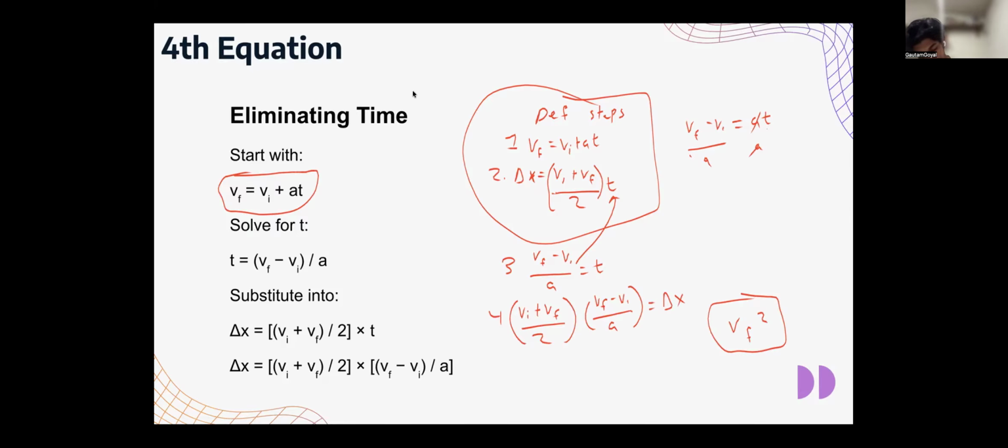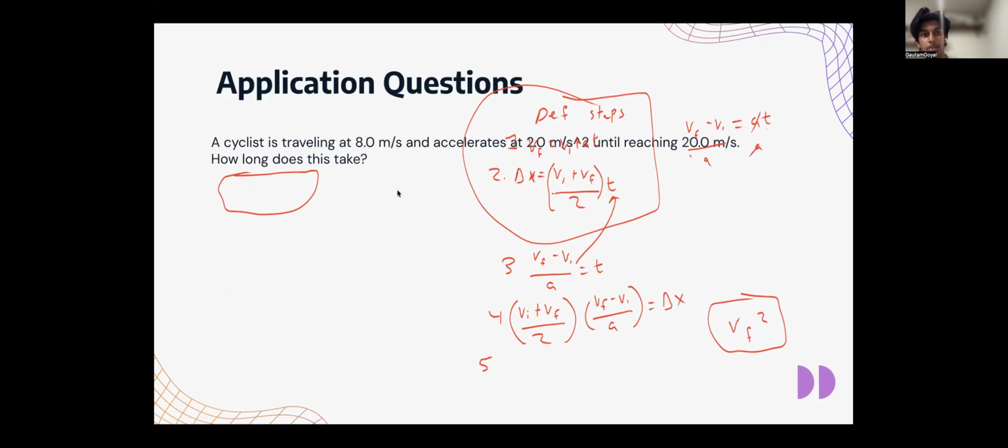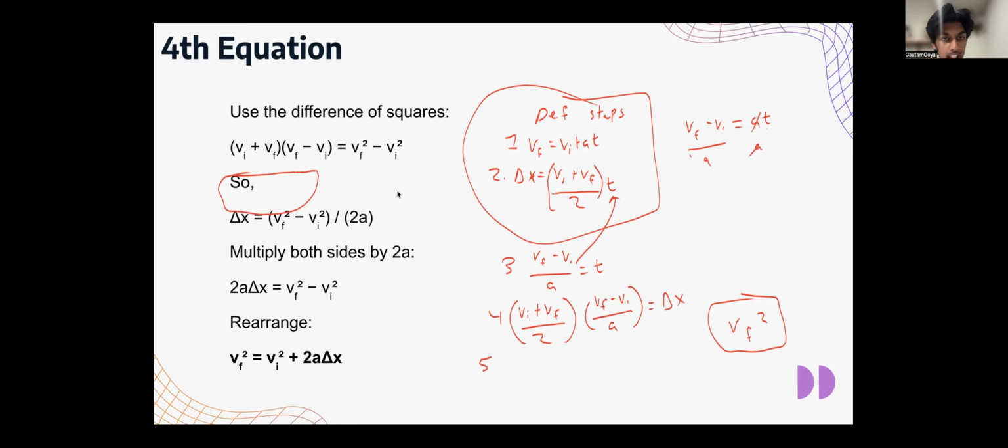Okay. Step five now is we're gonna use something called difference of squares, but I don't want that name to scare you guys. The difference of squares is basically what we were doing earlier, right?